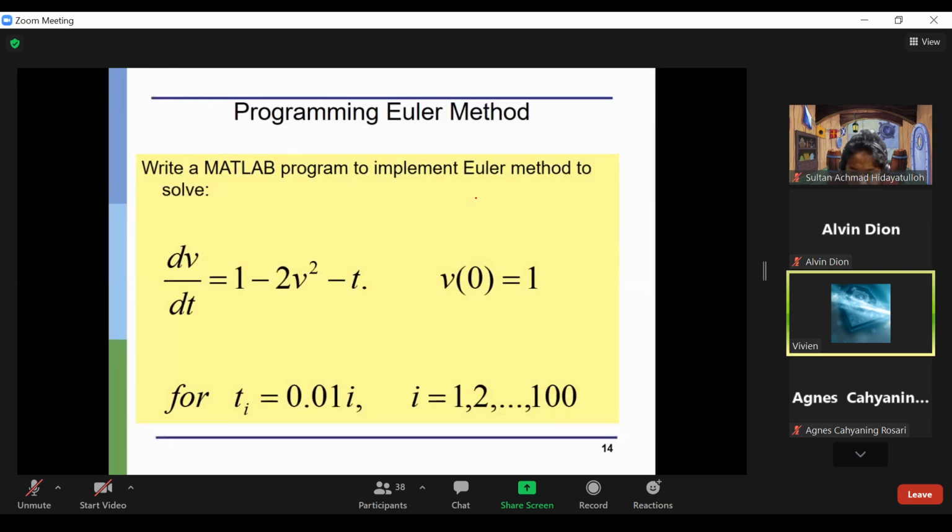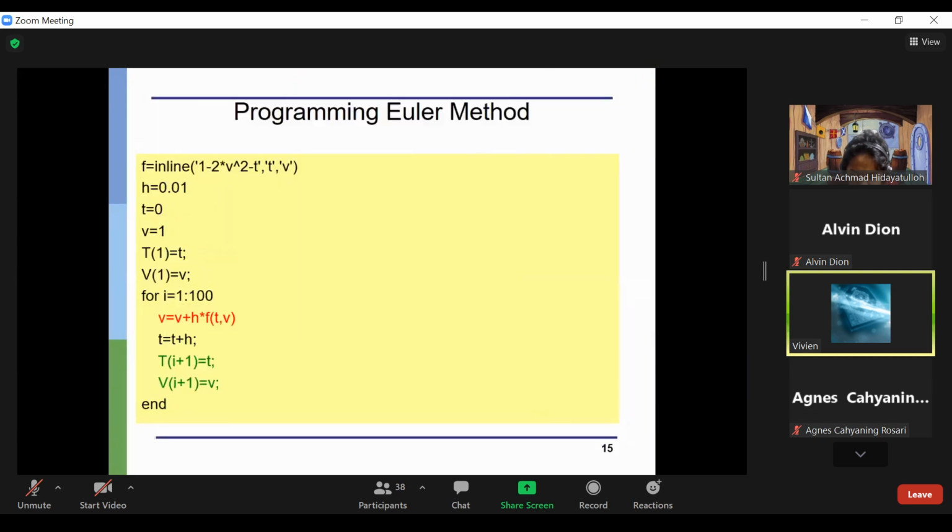If we want to apply this method in computer programming, it will be very easy because we just need to repeat the instruction over and over from one position to another position. So we do marching, for example with a step size of 0.01, from one point to another. For example, if you have 100 points, and don't forget to give an initial condition.